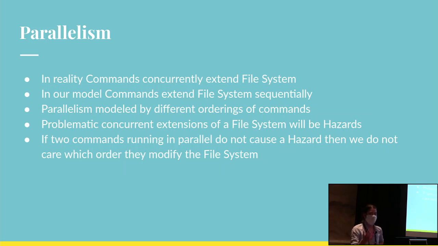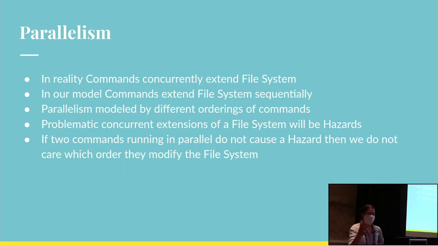So probably the most important of these assumptions is that builds run sequentially, but we want to model parallelism. In reality, the build system Rattle runs things in parallel, right? And when you run something in parallel, you have commands that are concurrently modifying your file system, right? And so if our model is running things sequentially, it's not concurrently modifying the file system, right?